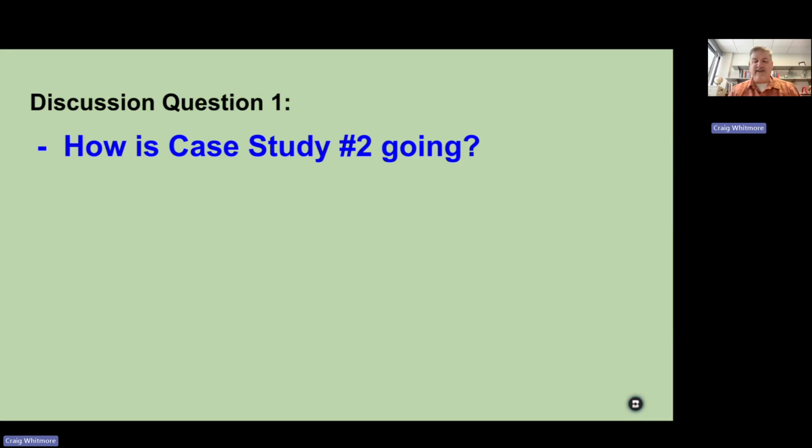For discussion question 1 for this week, it's how is case study number 2 going? Case study number 1, I'm in the process of grading. I think I've graded some of them, given some feedback, but you should be working on case study number 2, which is focused on the group of students who disrupt class and won't listen. So let me know if you have questions.